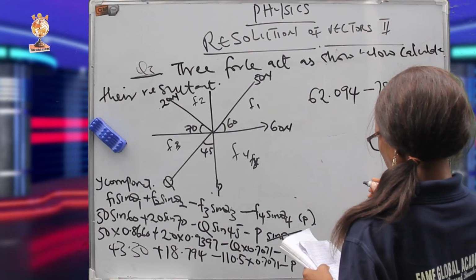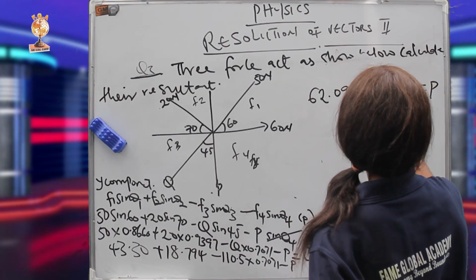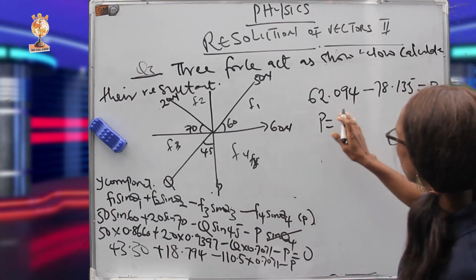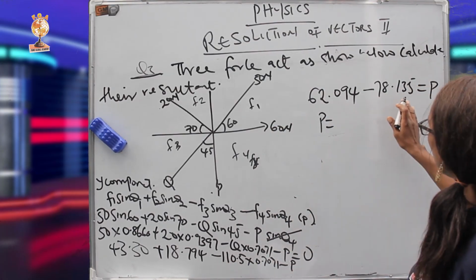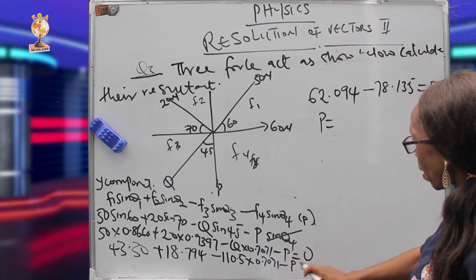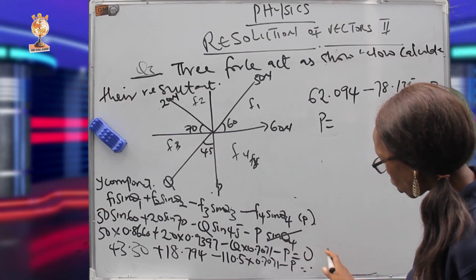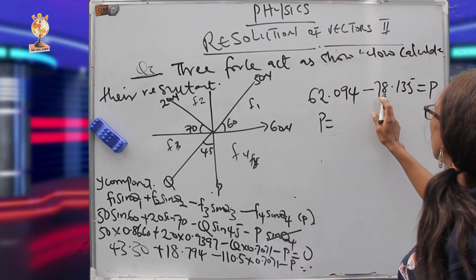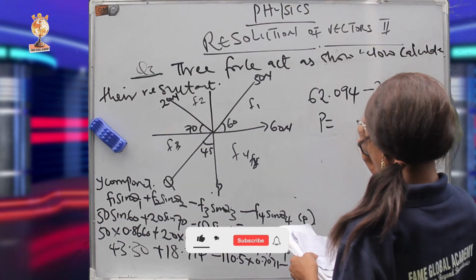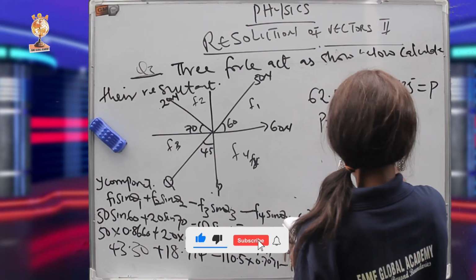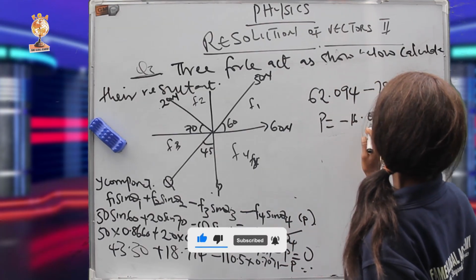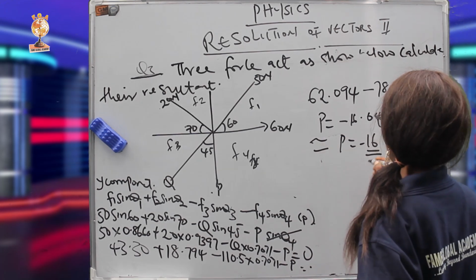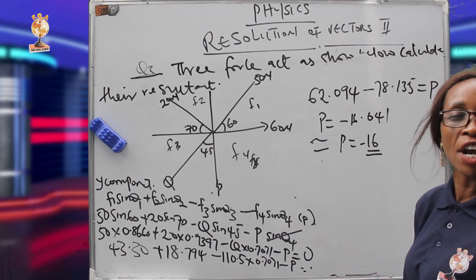Okay, so if I have P, what does it become now? 62.094 is this plus this, and I have this times this, and I have this. Now it is equal to P. Remember, if P is equal to 0 and I move P this way, it changes to positive. So to get P, 62.094 minus 78.135 becomes minus 16.041, which is approximately P equals minus 16.